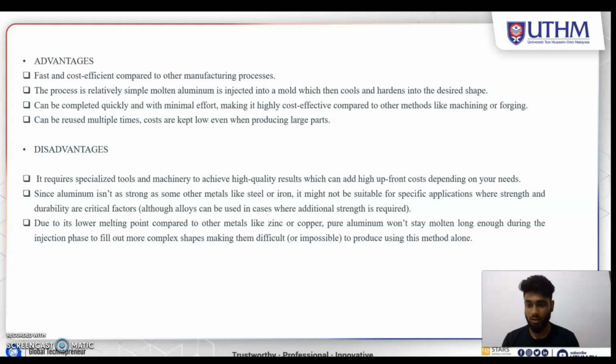For disadvantages, it requires specialized tools and machinery to achieve high quality results. Next, since aluminum isn't as strong as some other metals like steel and iron, it might not be suitable for specific applications where strength and durability are critical factors. Next, due to its low melting point compared to other metals like zinc and copper, pure aluminum won't stay molten long enough during the injection phase to fill more complex shapes, making them difficult.